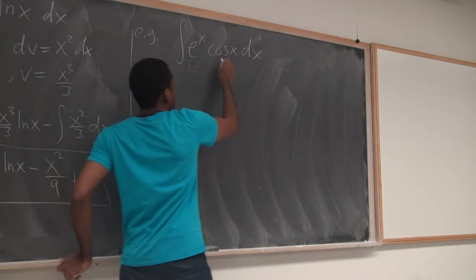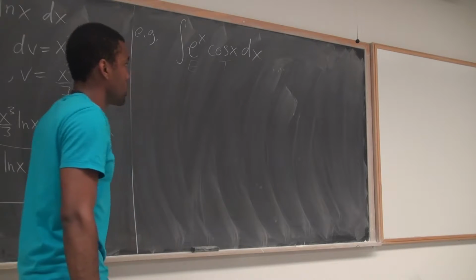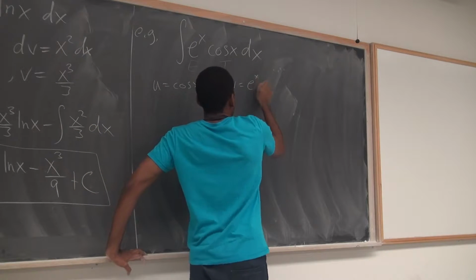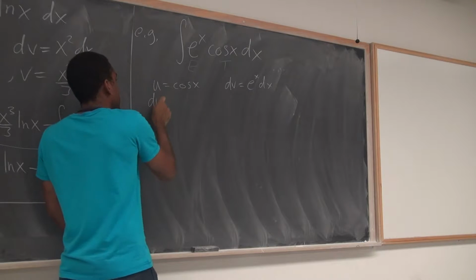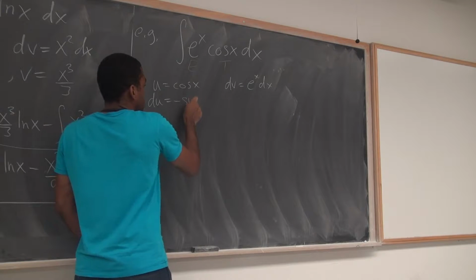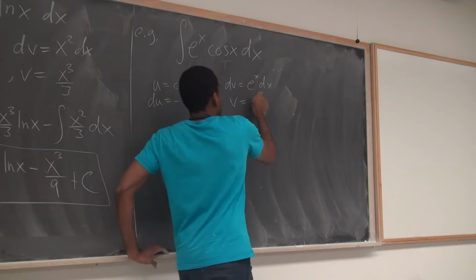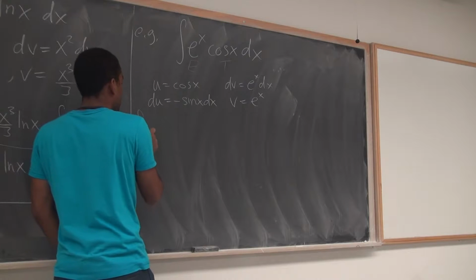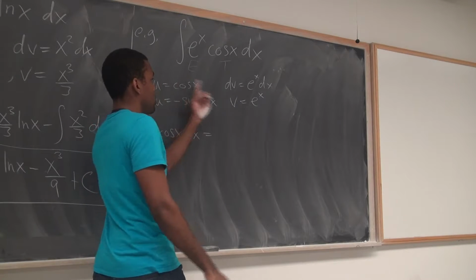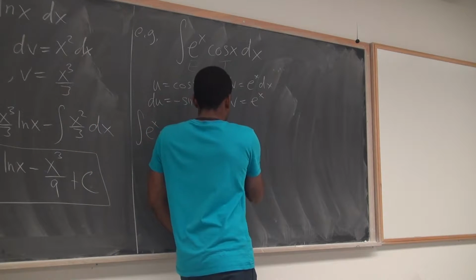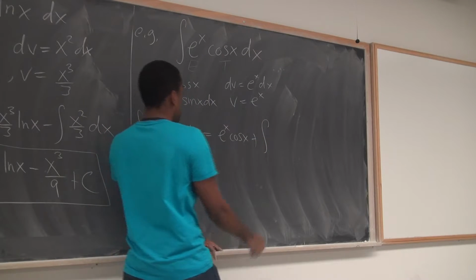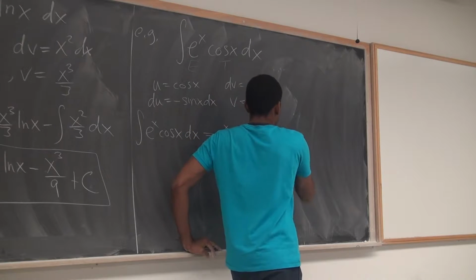All right, so this is an exponential. That's a trig function. So trig comes first. You can say u equals cosine, dv equals e to the x dx, du equals minus sine x dx, v equals e to the x. So the integral of e to the x cosine x dx is equal to u times v minus the integral of v du. Minus, cancel this minus, becomes plus, and we get e to the x sine x dx.